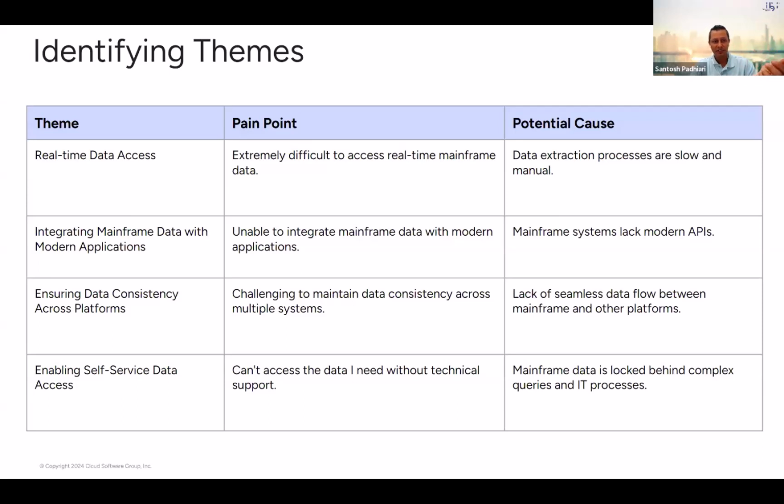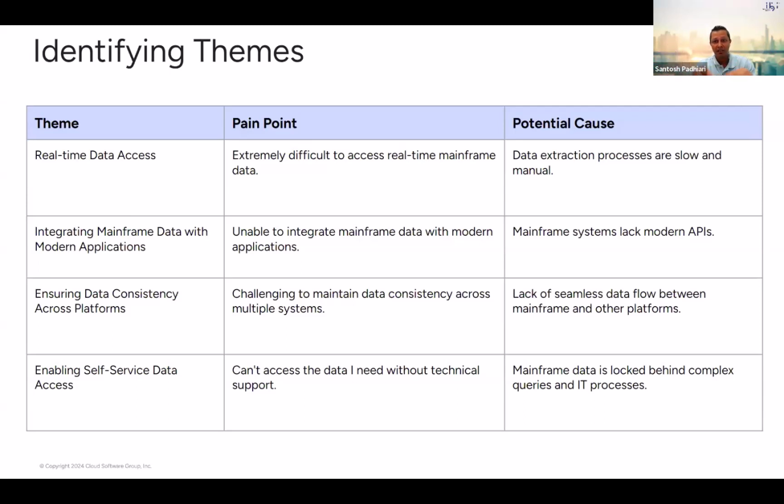The first one is obviously real-time access to mainframe data. It is challenging because we can't get to the data when we need it. A good example is, let's say we are running a retail business and we need real-time sales data to adjust inventory or run promotions. The delay in extracting that data might cost us in terms of missed sales opportunity.